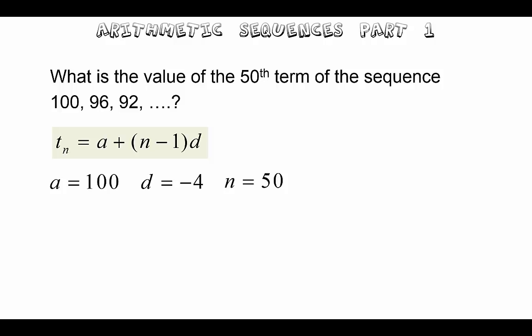So substituting those three values into our formula, we have T50 equals 100 plus in brackets 50 minus 1 times the common difference -4, which gives us a value of -96. So the 50th term of that arithmetic sequence is -96.